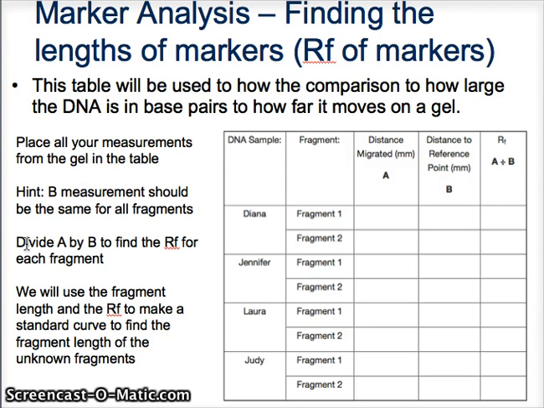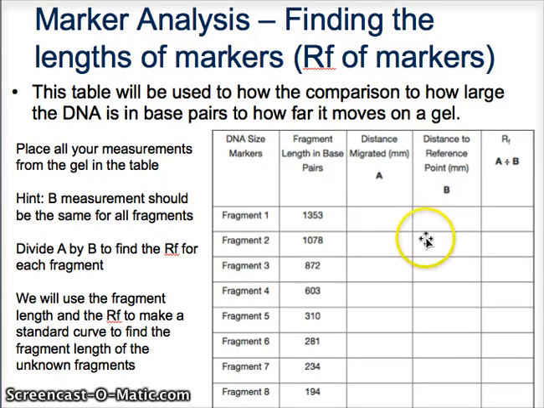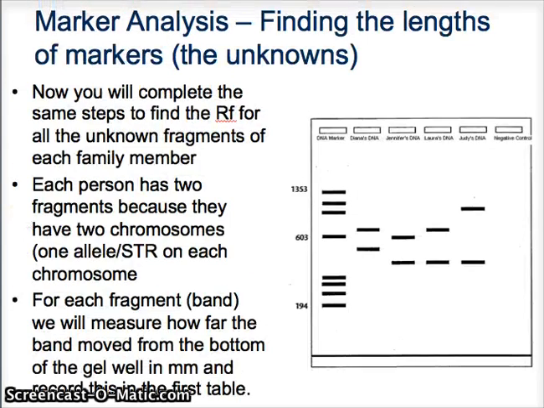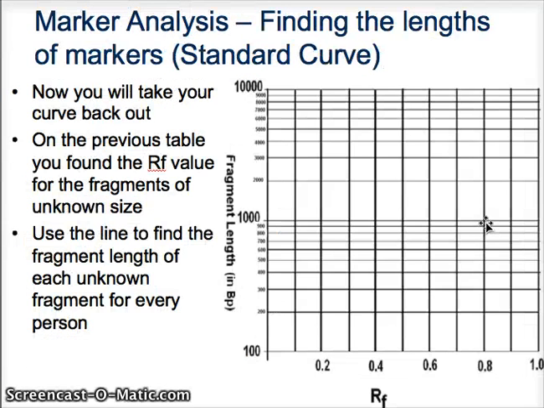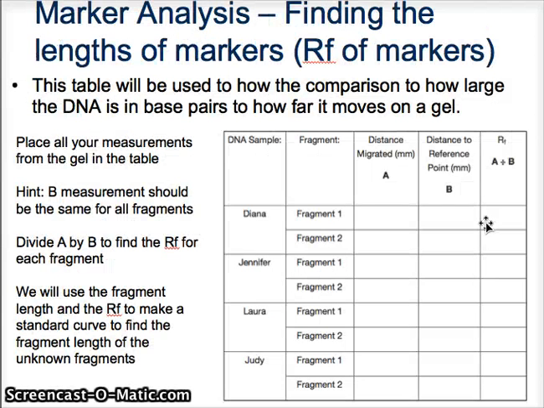And then B is the same thing as B in your last table. You can go back to the table where we did the marker, and B will be exactly the same because it's just a measurement from the gel all the way down to the bottom. So you can put B in there, and then you just divide A by B.